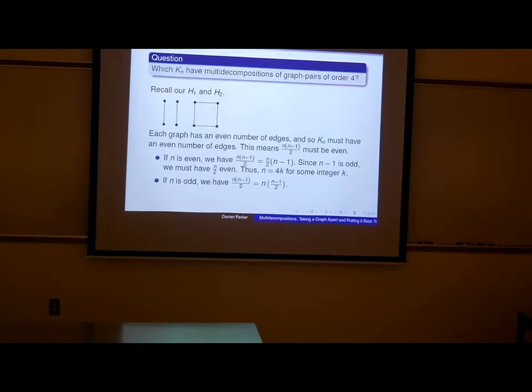If n is odd, we can do the same thing. Now we're writing the number of edges as n times n minus 1 over 2. n is odd now, which means that n minus 1 over 2 has to be even. n minus 1 has to then be a multiple of 4, which means that n is 1 more than a multiple of 4. So we've narrowed it down considerably. There's a lot of complete graphs that aren't even candidates simply because they don't have the right number of edges.